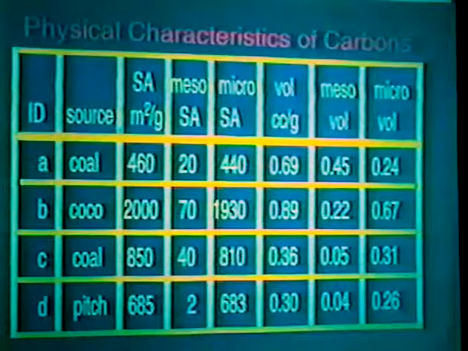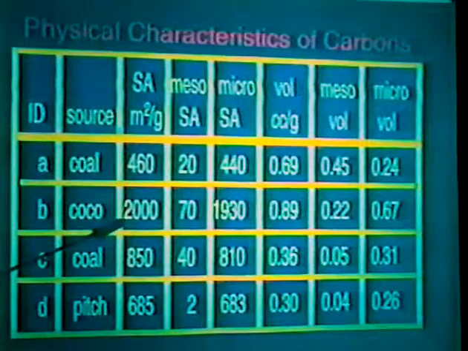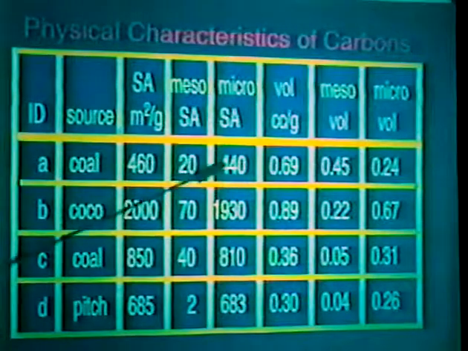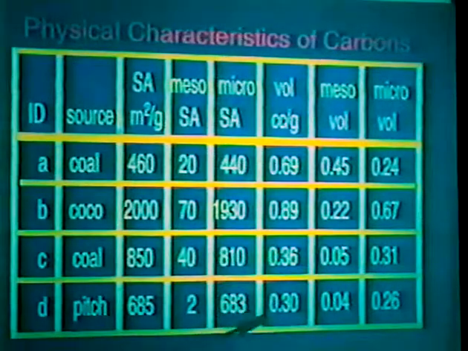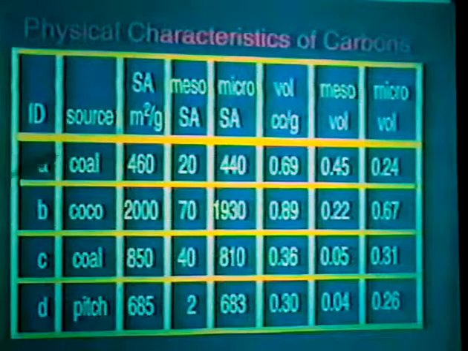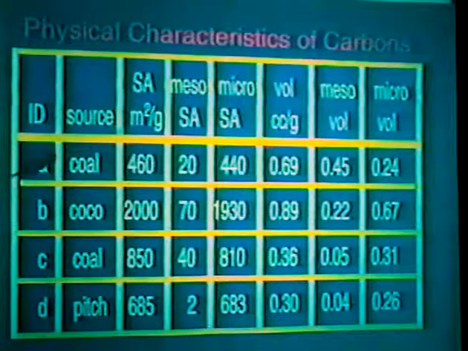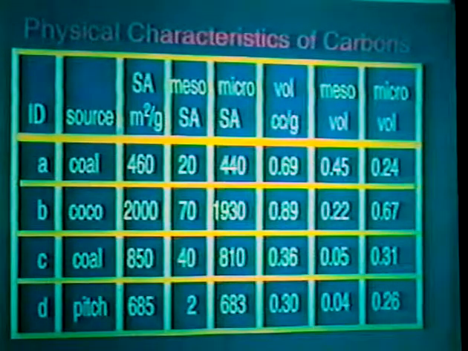But in general, the adsorption of compounds onto a carbon is related to the carbon's surface area. And so we wanted to look at a wide range of surface areas. You can see we go here from 460 meters squared per gram to 2,000. Additionally, if you look here at the pore volumes, we had a pore volume from 0.3 to about 0.9. Pore volumes did not relate to surface area. This carbon here with the lowest surface area had the second highest pore volume and actually the highest mesopore volume.